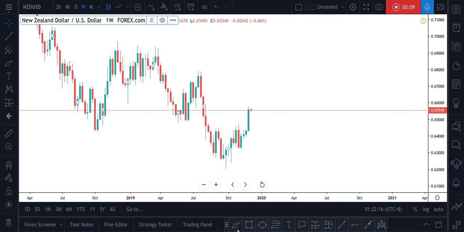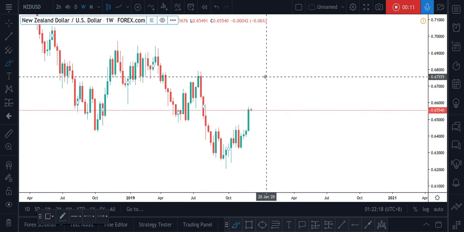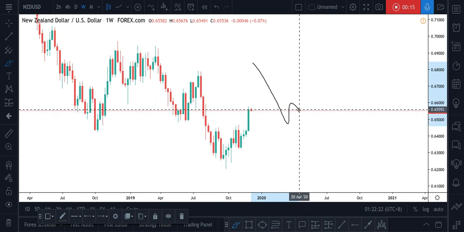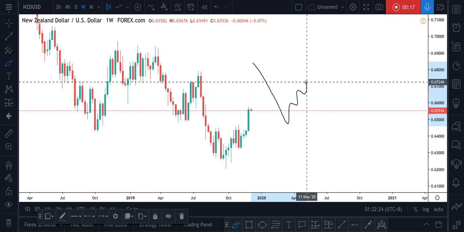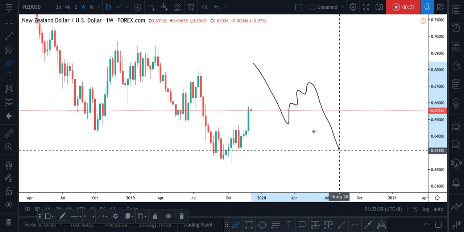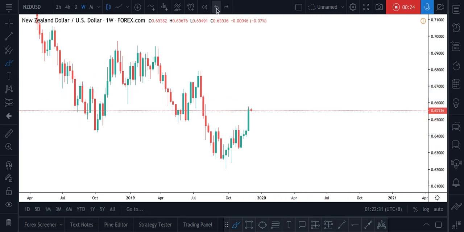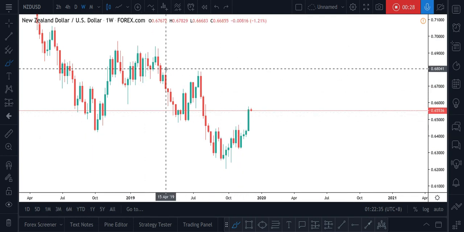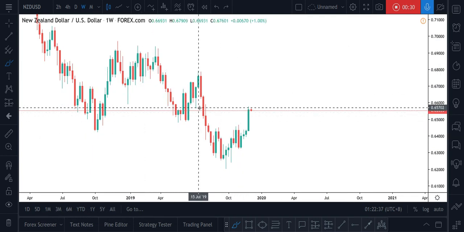Just to let you guys know what the market normally does: we'll have an impulse to the downside followed by a correction. Once we have a correction, the market will then start to move down to the downside again. So basically on the weekly time frame we are bearish and we can expect a push down on this pair.